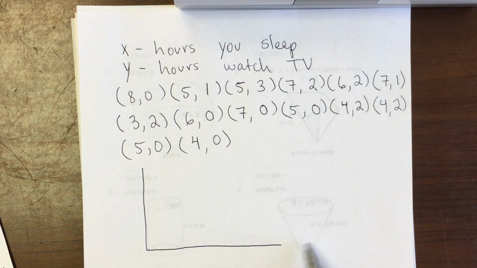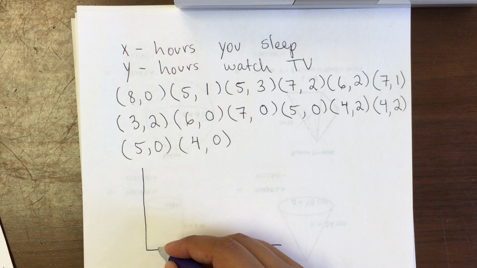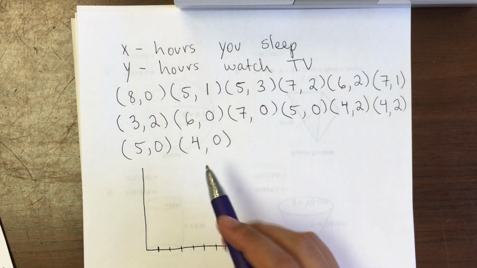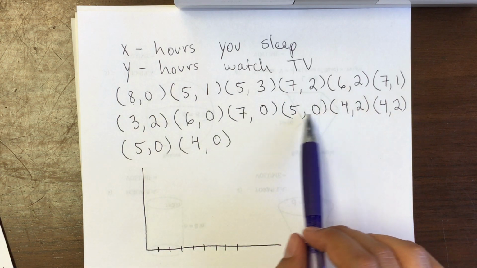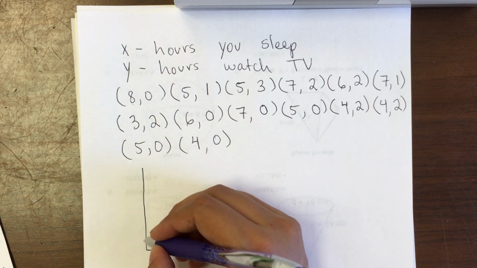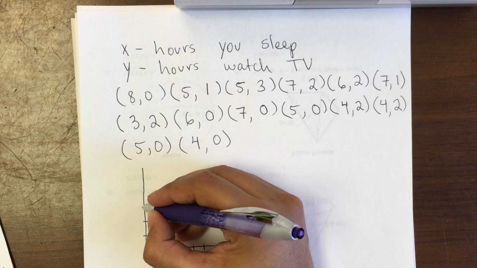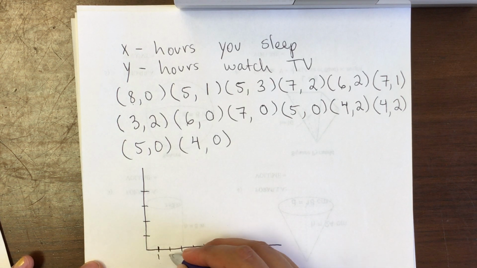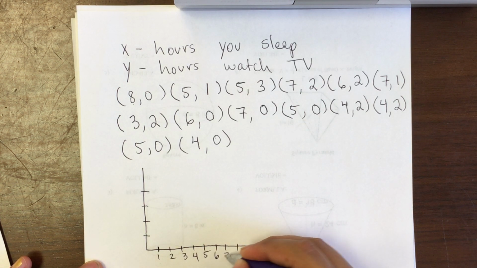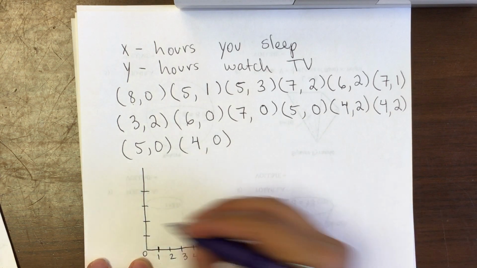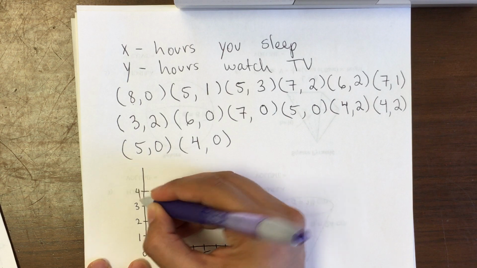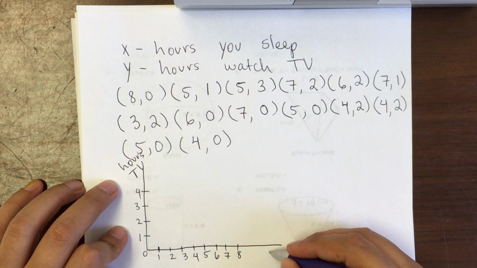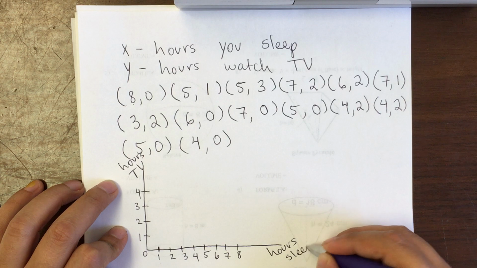I noticed that for my X, I have numbers no bigger than 8. So I'm going to go 1, 2, 3, 4, 5, 6, 7, 8. And for my Y, I have numbers no bigger than 3. So I'm just going to go 1, 2, 3, and 4. This will be 0. Then 1, 2, 3, 4. And so the hours that we watch TV and the hours we sleep.